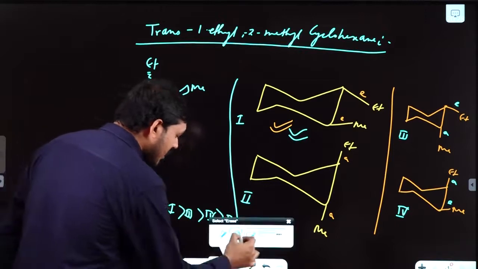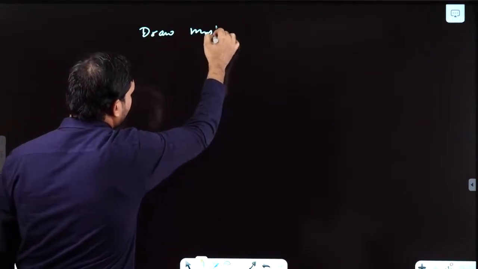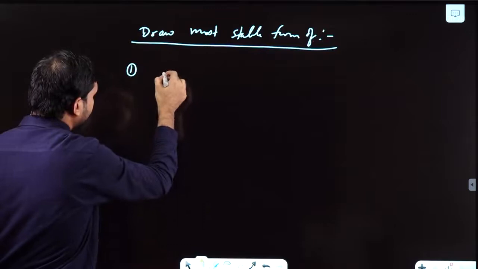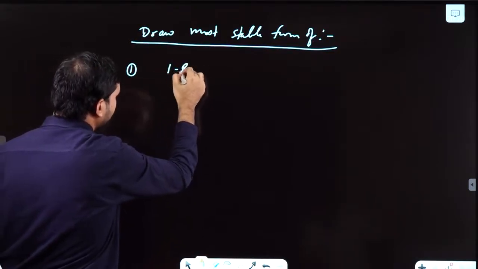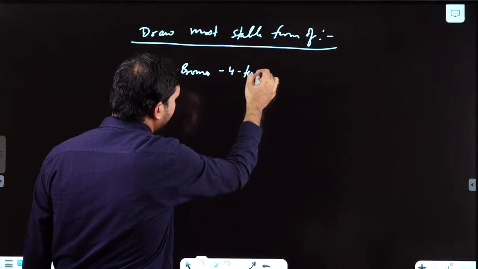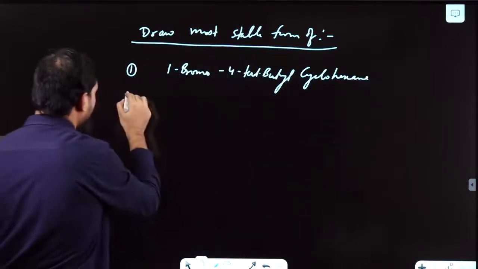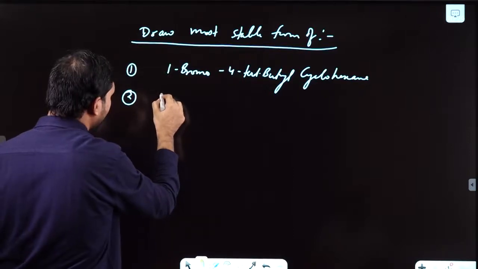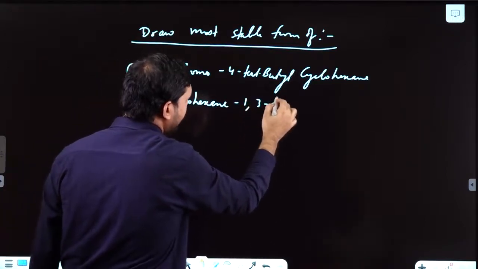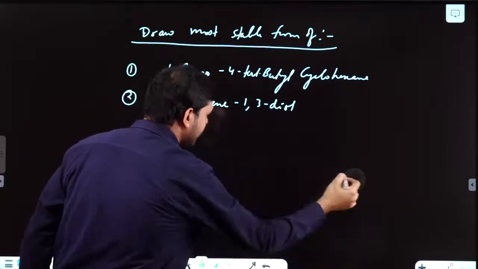So let's take the last example. Draw most stable form of 1-bromo 4-tertiary butyl cyclohexane, and second you have to draw cyclohexane 1,3-diol. Okay, so I am starting with first part.